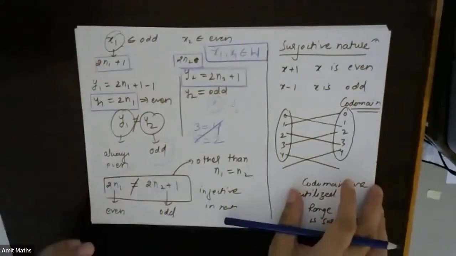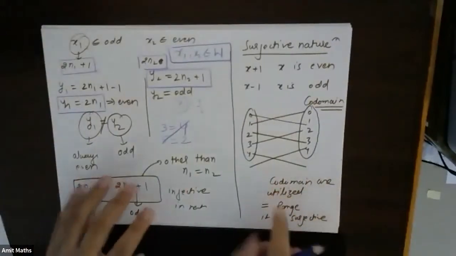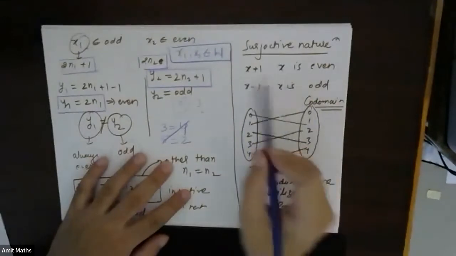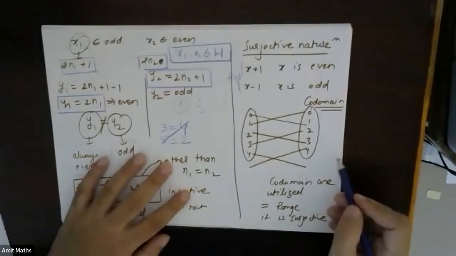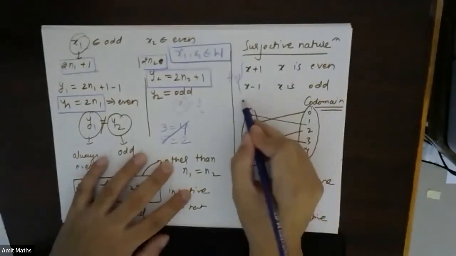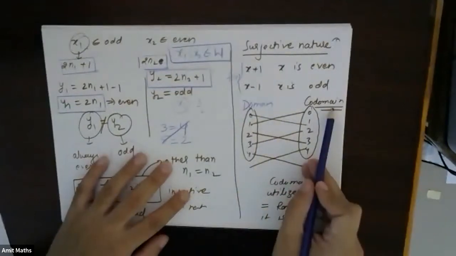Third case, first and second case were simple enough. Now again, the surjective nature. This was the function given, f(x). So what I'll do, I'll write the domain, and I'll write the codomain. Domain and codomain have been given.